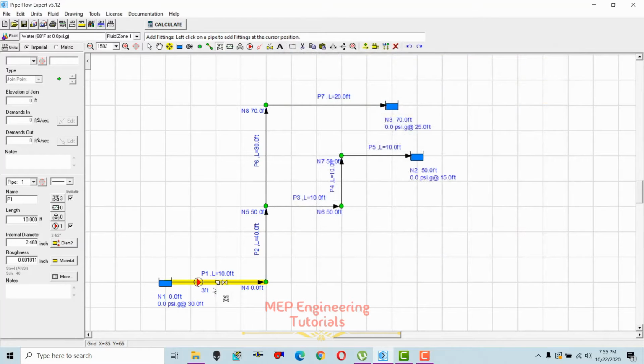So you can see that the fittings are available in here. After that I'm going to add one T at this point. You can see that there's a T connection in here, so I'm going to add a T in here.